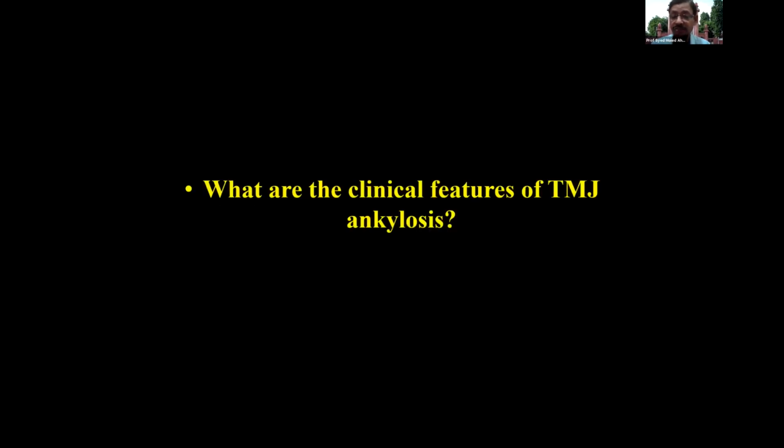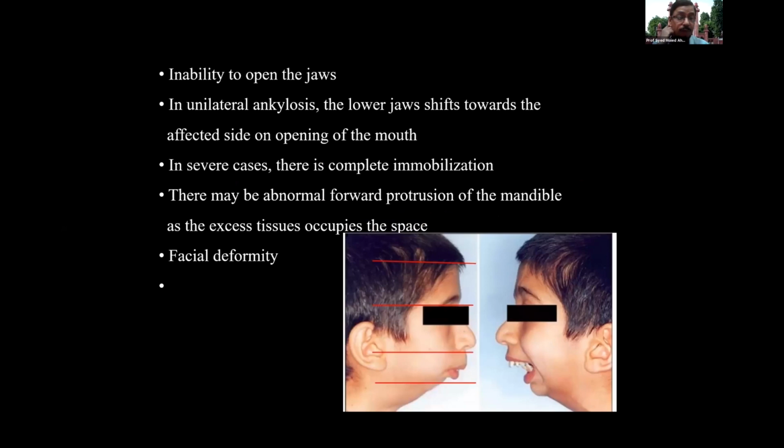Now, what are the clinical features of temporomandibular ankylosis? Very importantly, the patient is unable to open his mouth, and unilateral ankylosis can also cause a deviation to the same side. In severe cases, there is complete immobilization, so the patient cannot move his jaw. Naturally, there's no mouth opening at all. There may be abnormal forward protrusion of the mandible as the excess tissue occupies the space. So facial deformity could be there.